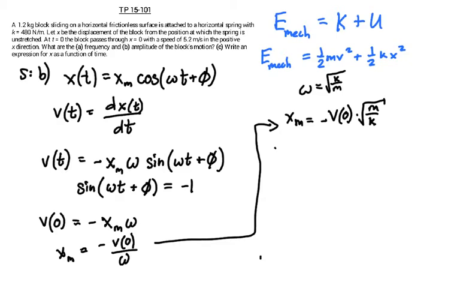Now I did some mental math in my head. Because omega is on the bottom, I brought it up to the numerator, but in doing so I needed to flip these two variables in order to be one continuous line there. Okay, so now once I put in my given values, I get a maximum amplitude of 0.26 meters or 26 centimeters.